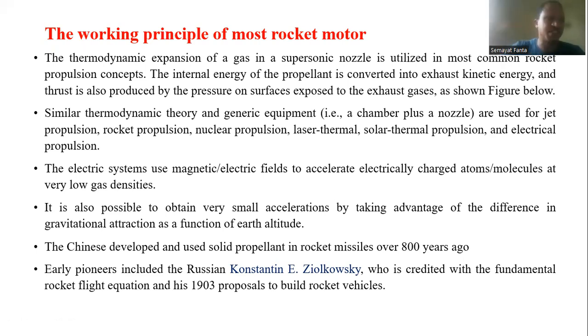Every type of propulsion has its own separate chapter. The electric system is used. Sometimes we use magnetic or electric fields to accelerate electrically charged atoms or molecules at very low gas densities. It is also possible to obtain very small accelerations by taking advantage of differences in the gravitational attraction as a function of the Earth's altitude. Because we have a relation between the force of gravity and the altitude.